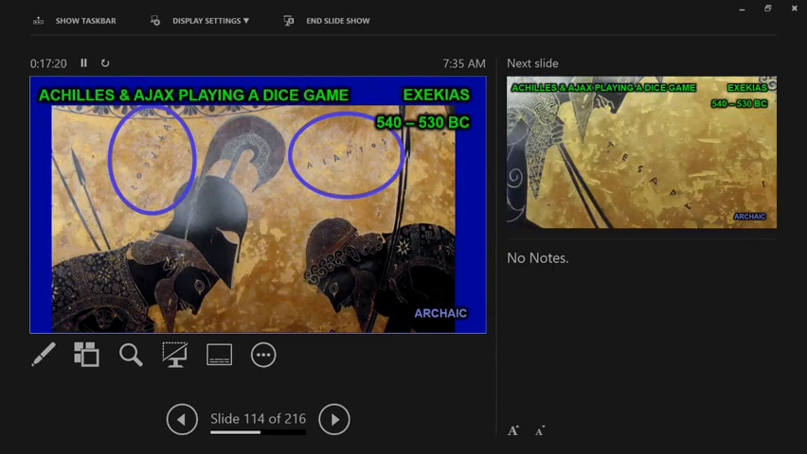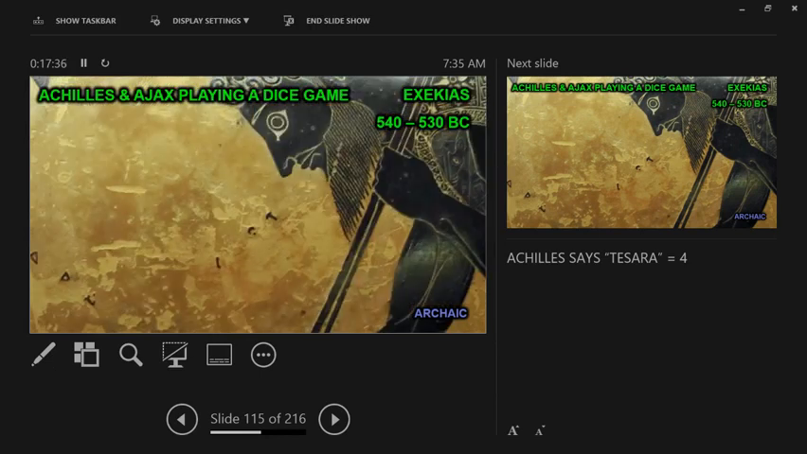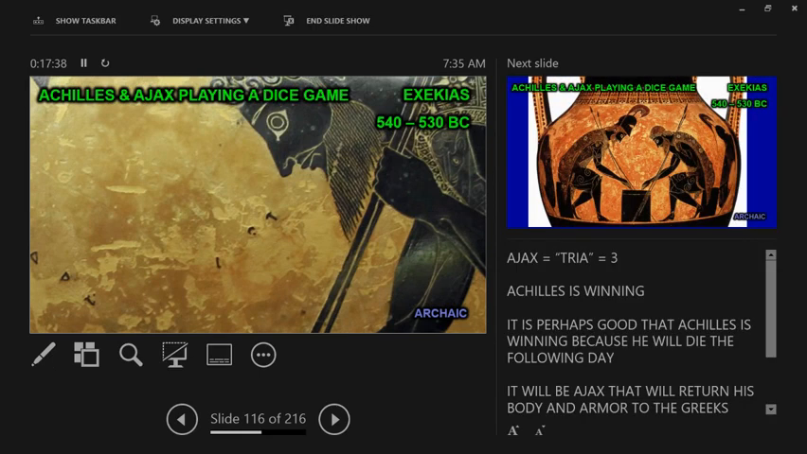They are both labeled, so that's why we know who these are. This is Achilles. This is Ajax. Achilles says 4. It's tessara, which is Greek for 4, and Ajax says tria, which is Greek for 3. Achilles is winning the game.